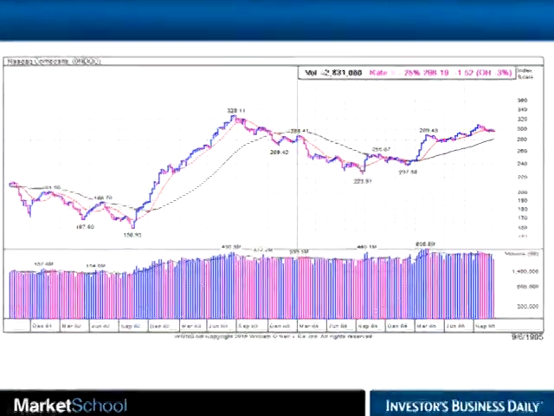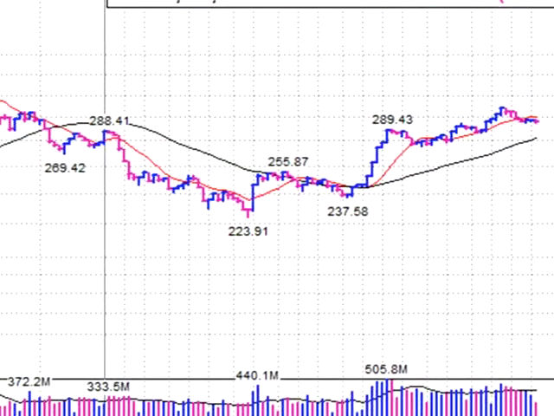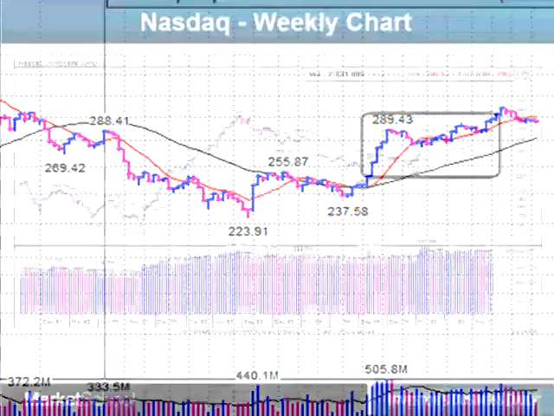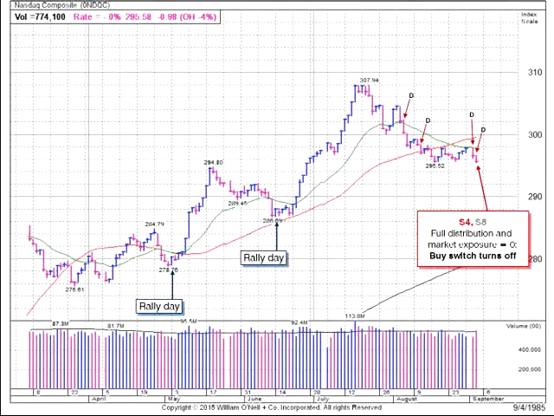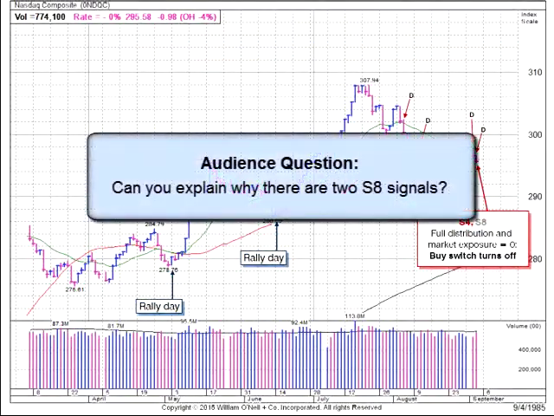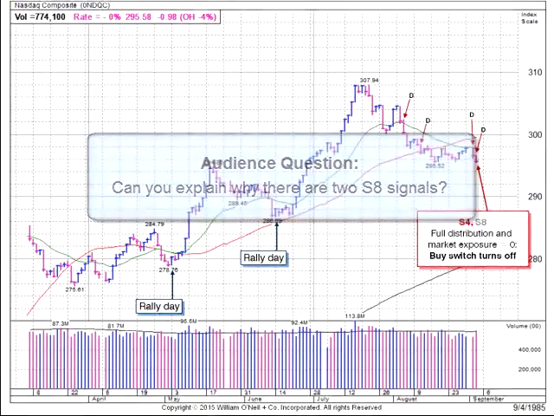That was about a year's worth of volatility, a tough market, a good market, a choppy market. Any questions? Do you guys have a good feel for this? Let's take a couple questions. Can you explain why there were 2 S8s in a row?